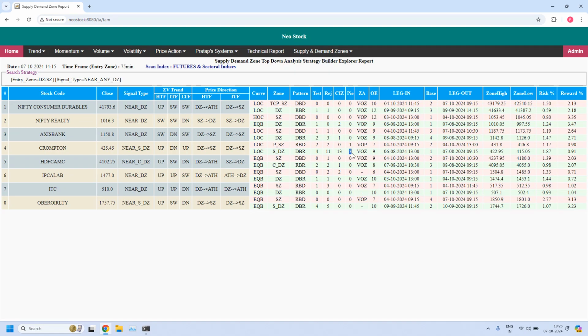Crompton is PS, so not valid. HDFC AMC is a valid high liquidity 75 minutes demand zone. And Obra Realty is also having high liquidity 75 minutes demand. So we have 2 high liquidity 75 minutes demand zones from this list.